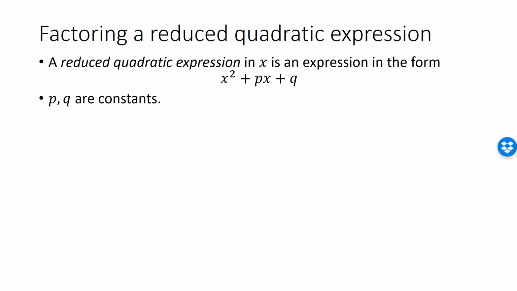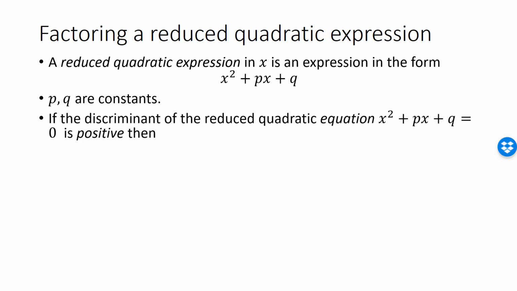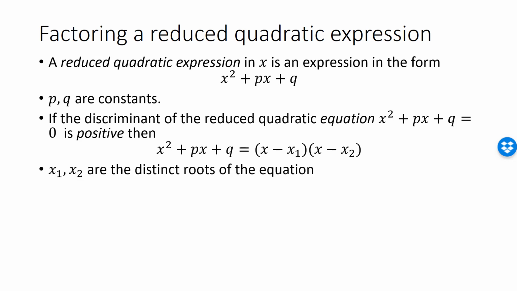x squared plus px plus q is equal to 0. How to factor the quadratic expression depends on the sign of the discriminant of the corresponding equation. If the discriminant is positive, then the expression can be factored as (x minus x1) times (x minus x2), where x1 and x2 are the roots of the equation.